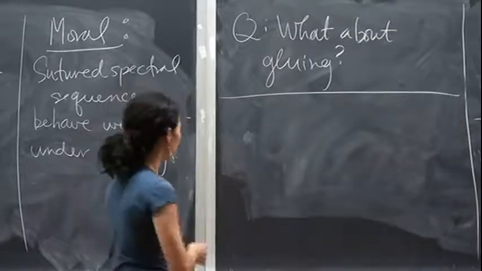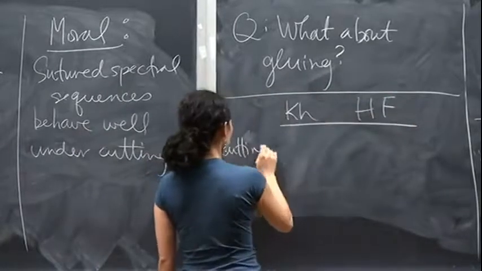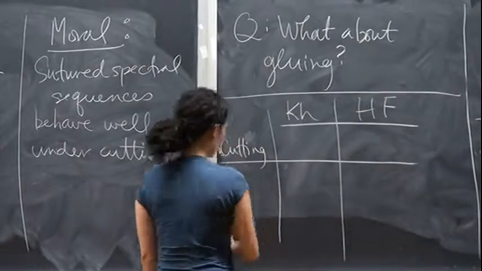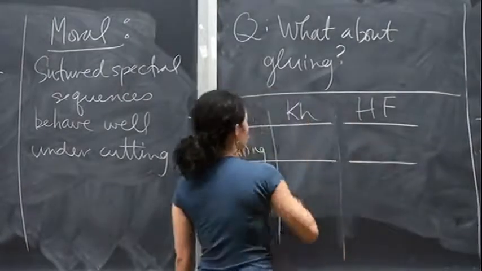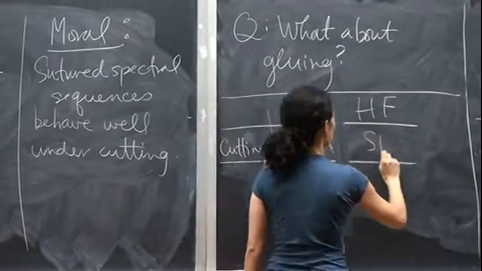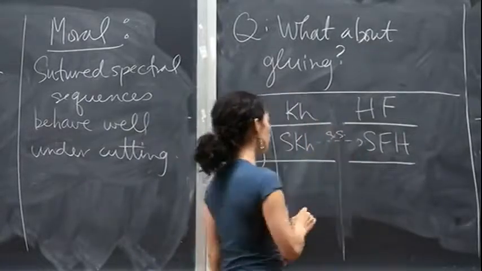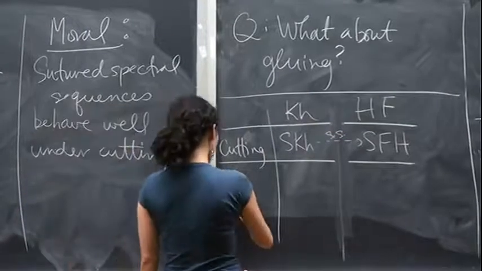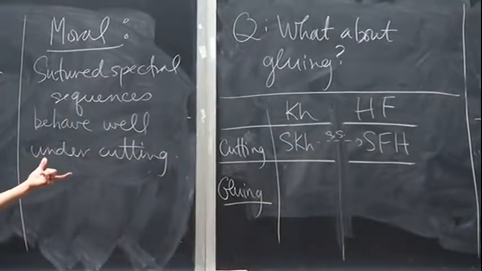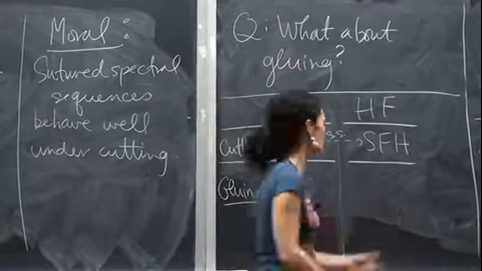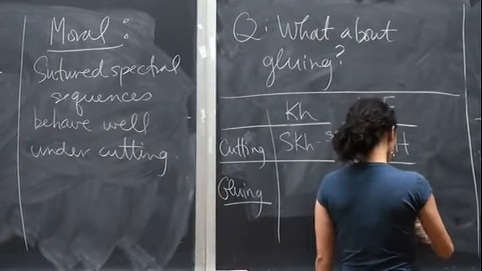and to sort of get us started, let me just make the following table. So if we're interested in cutting operations, we've decided that the right thing to do is to look at sutured versions of these two theories, and then the connection between them should be a spectral sequence. Whereas if we're interested in questions like gluing, well, we've already heard from Robert, Peter, and Dylan this week that the right thing to put on the Heegaard Floer side is this bordered version. This is the Lipshitz-Ozsváth-Thurston bordered Floer homology.